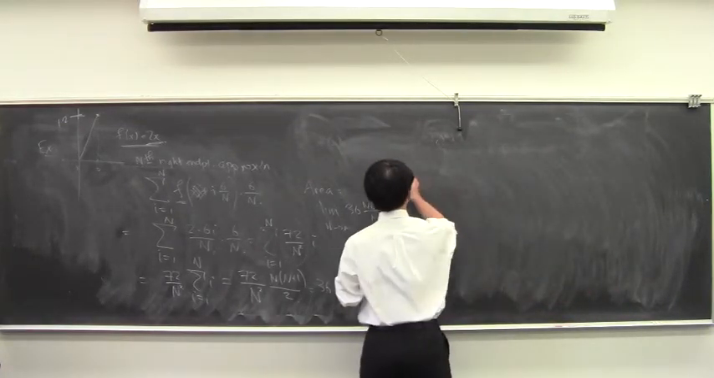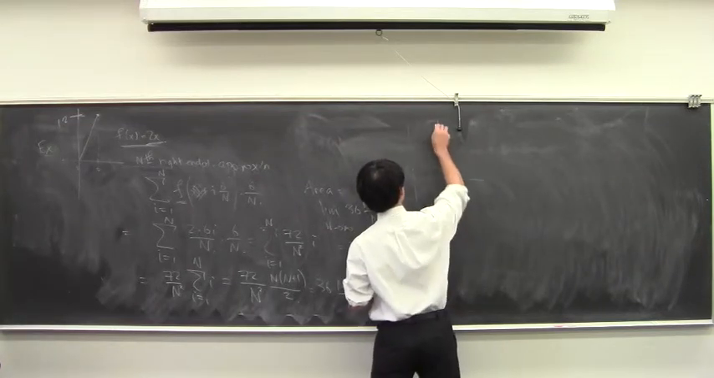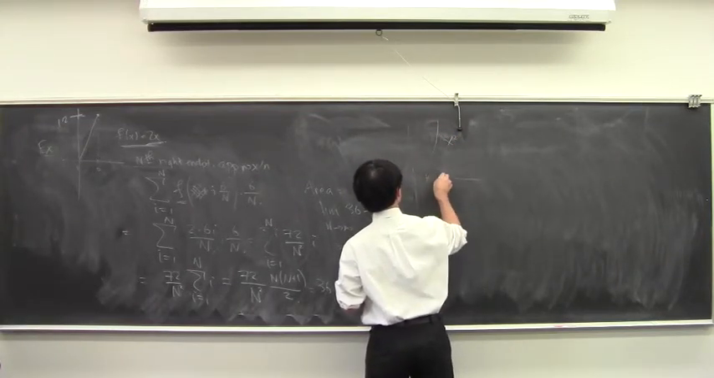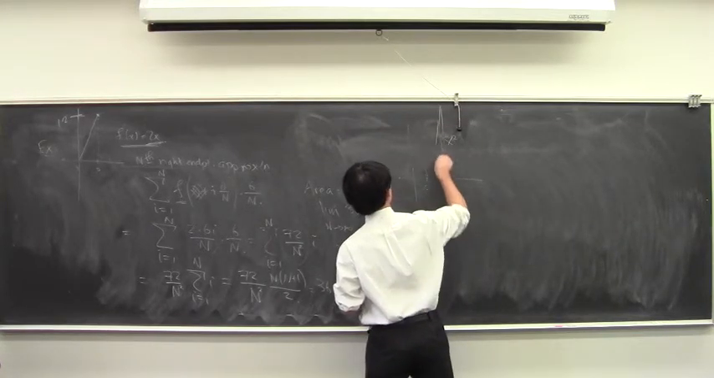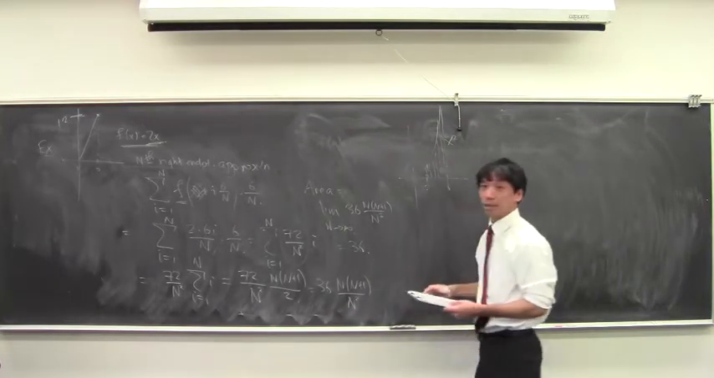Okay, so here's another example. You have the x squared function from 2 to 6. Somebody wants the area here.